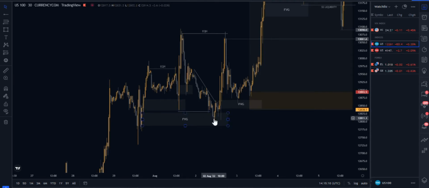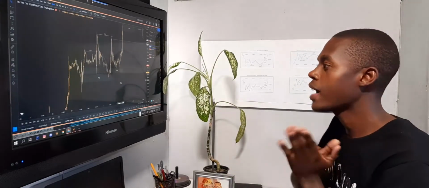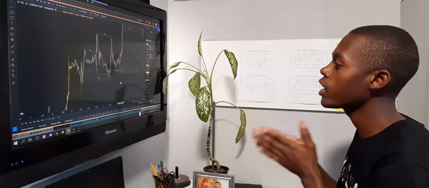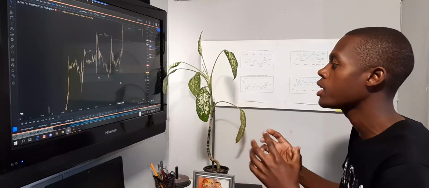So price was coming back down to fill up this fair value gap over here, and then what it did, it came to the upside. So my bias was correct, but my timing was not correct. So those are the things that we face as traders. Sometimes you can be right about the direction, but your timing is not correct.